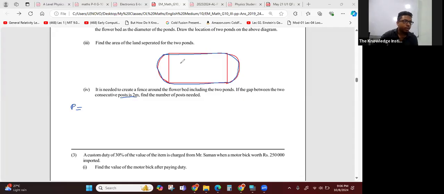So the total perimeter will be this arc length and this length plus arc length and then this length. We know this length is 20 meters. So this length is 20 meters. So this length we don't know. That's the arc length we want to find.